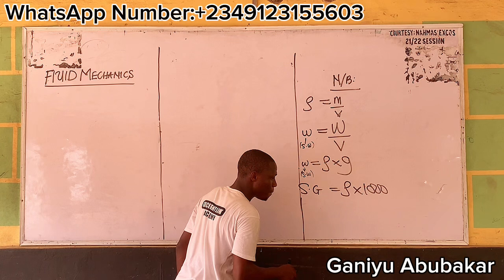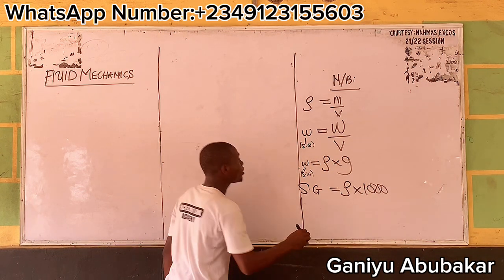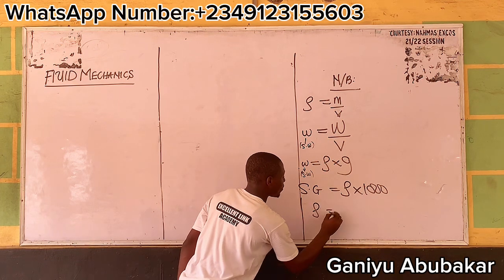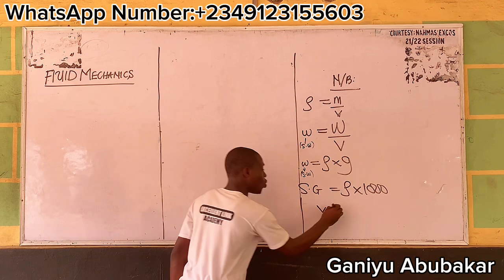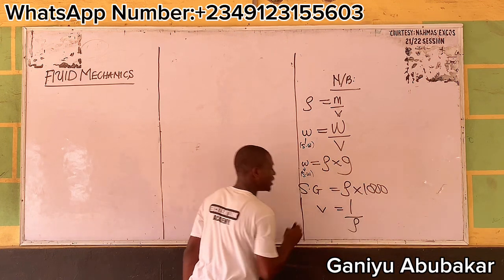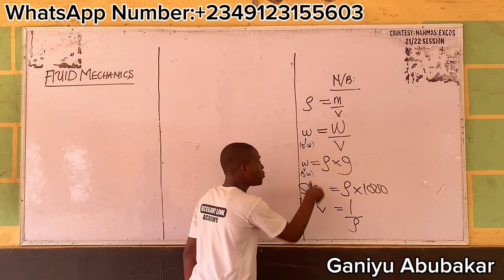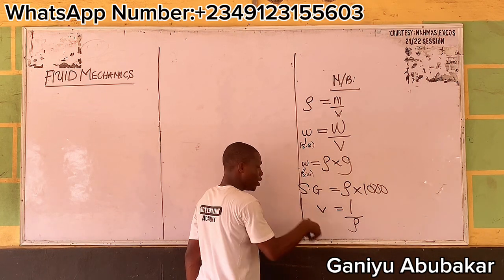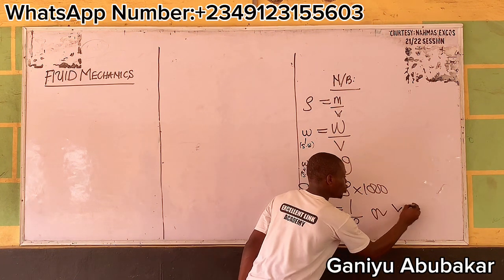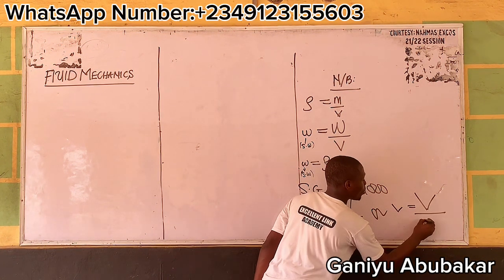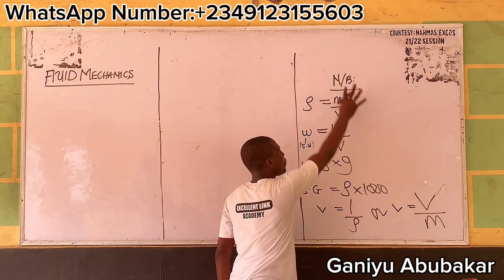Also note that basically, small v is 1 over density, called the specific volume. Small w is specific weight, which is total weight over volume. Small v is also capital V over mass. So note these formulas, please.